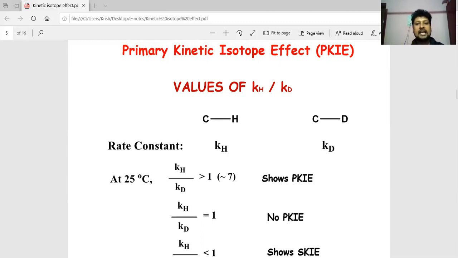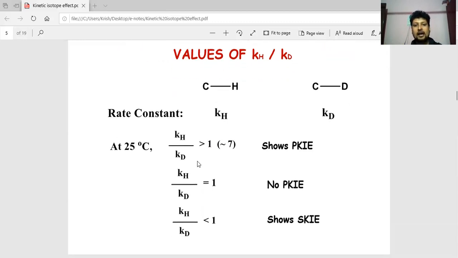If this Kh by Kd ratio at 25 degrees centigrade comes around 7, we say that the reaction exhibits primary kinetic isotope effect. If it is equal to 1, we say that there is no primary kinetic isotope effect. And if it is less than 1, we say that it is exhibiting secondary kinetic isotope effect. Clear? So there are three possible cases which we can justify from the value of Kh by Kd.